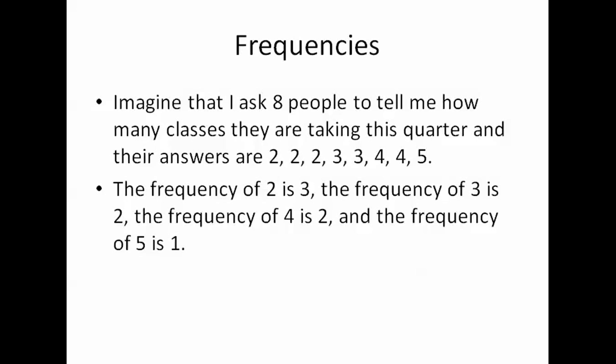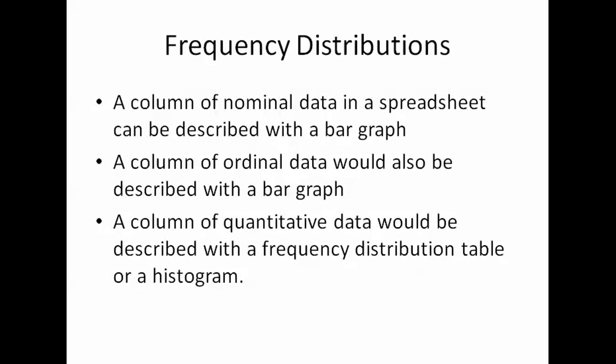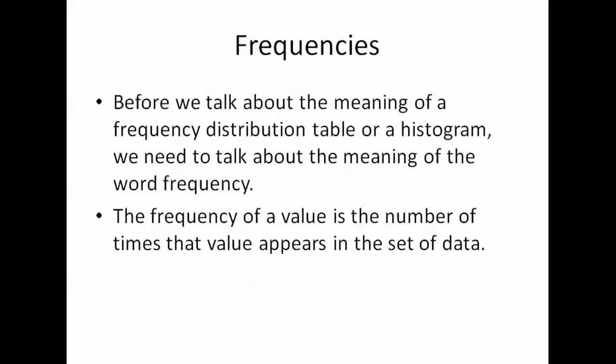And there's different ways to present frequencies. If you have a column of nominal data in a spreadsheet, you would create a bar graph to show the frequencies. If you had a column of ordinal data, such as a column of grade levels, you would also create a bar graph. And the categories on the x-axis would follow a specific order, such as freshman, sophomore, junior, senior. If you have a column of quantitative data, you would create either a frequency distribution table or a histogram. And we talked about what the word frequency means. It's the number of times that the value appears in the data.